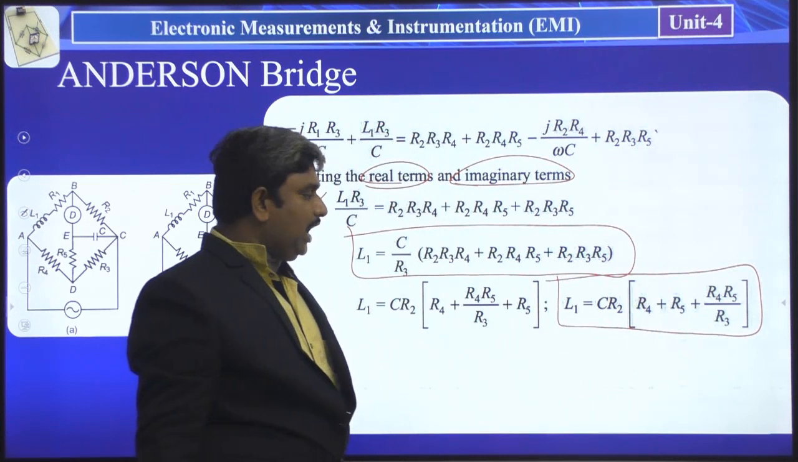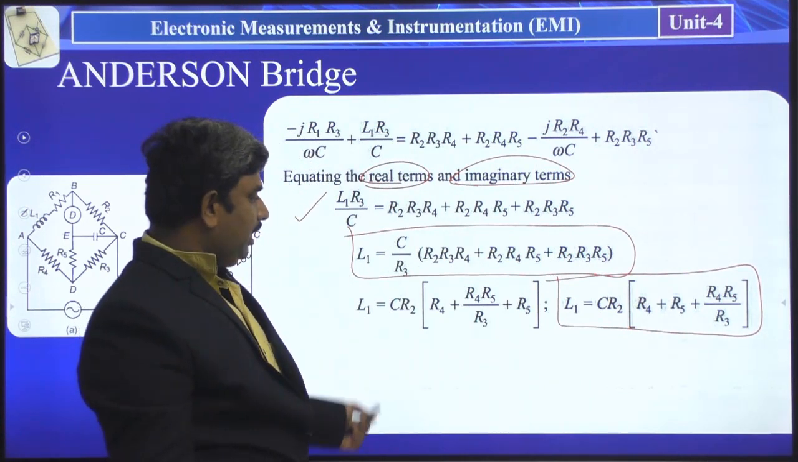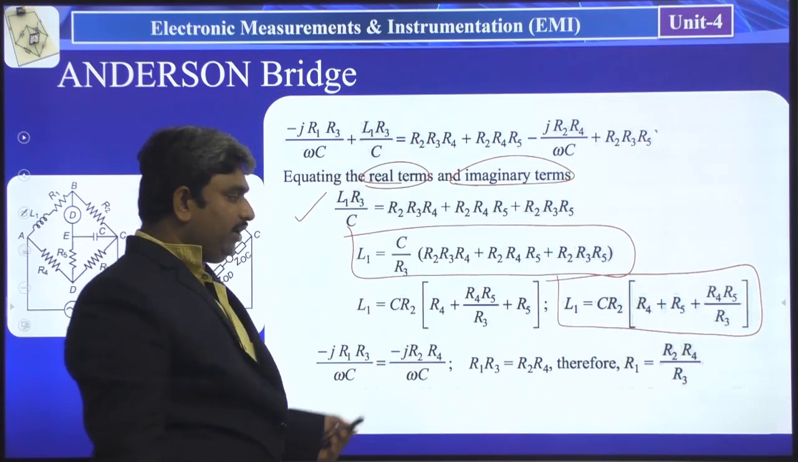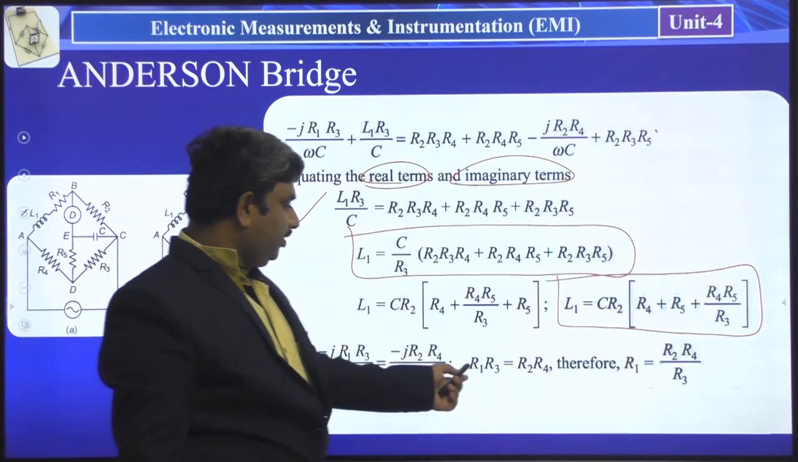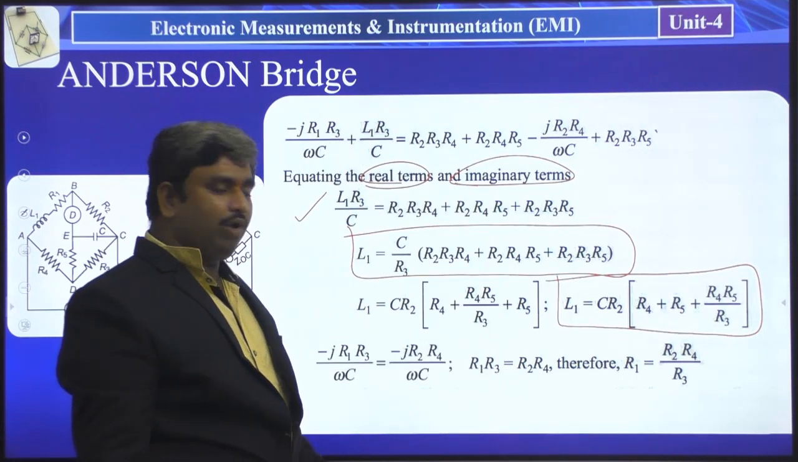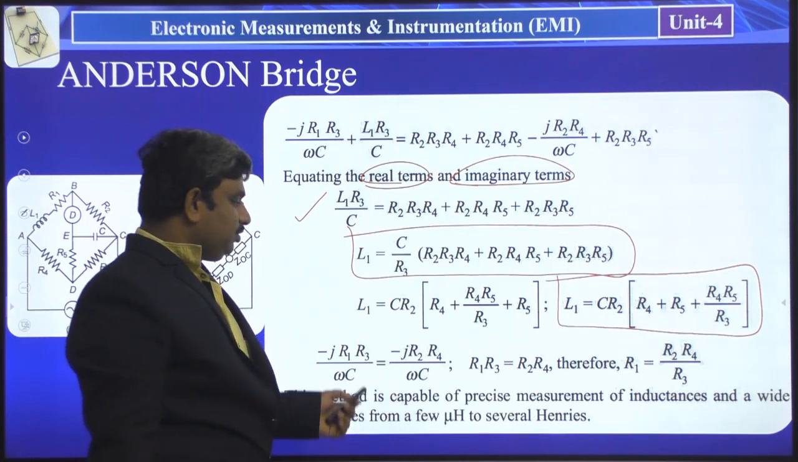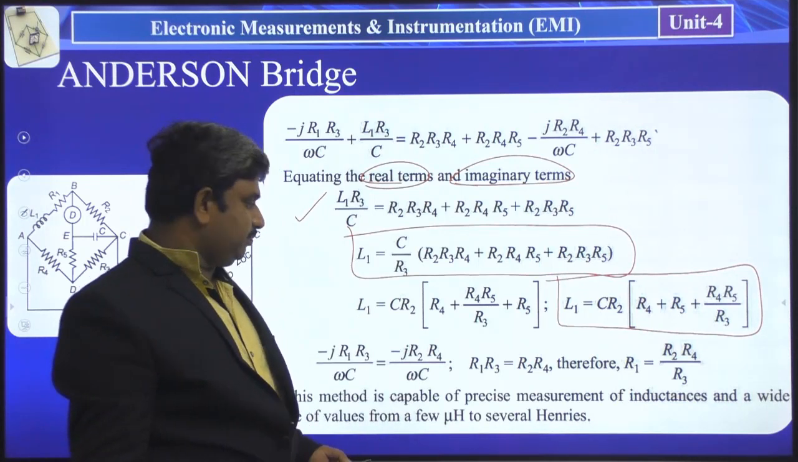L1 is equal to C R2 into R4 plus R5 plus R4 R5 by R3. Next, by equating imaginary terms, we will get R1 R3 is equal to R2 R4. Therefore, R1 is equal to R2 R4 by R3. So these are the expressions finally we got here from the Anderson's bridge.